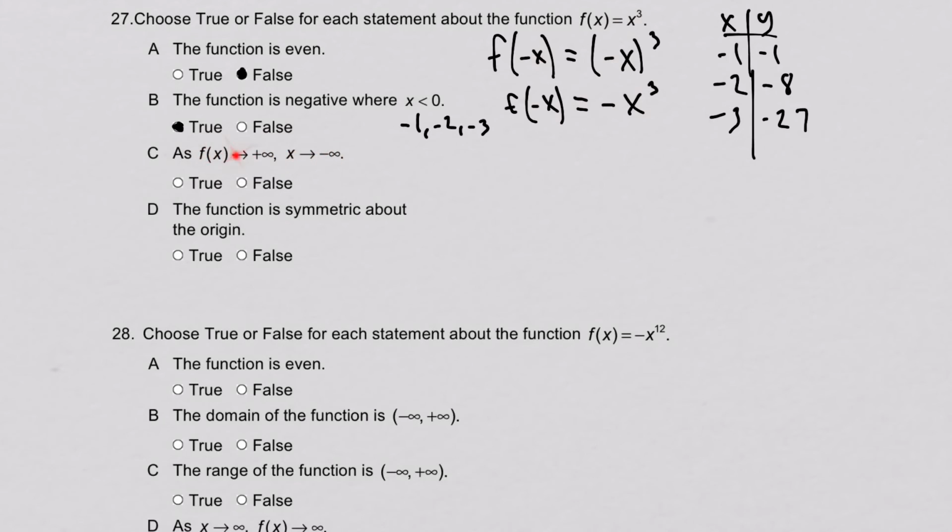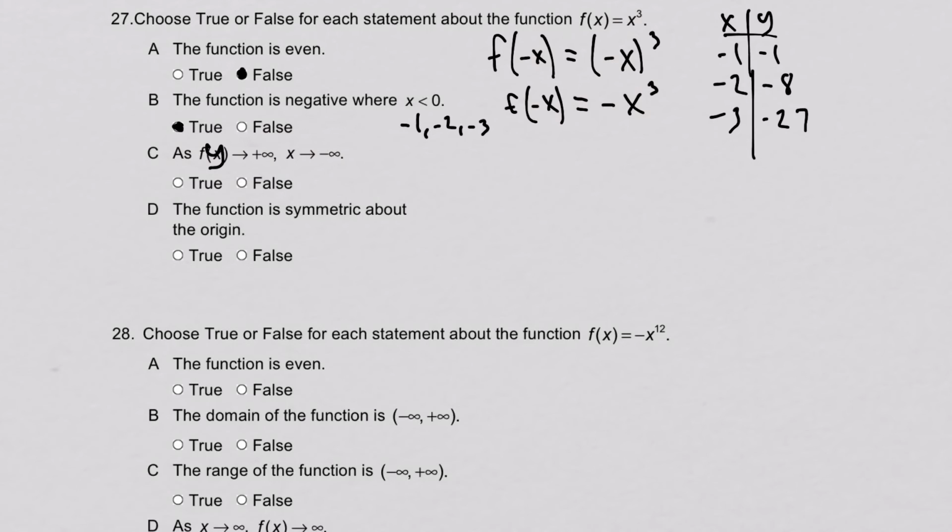What does that mean? Okay, let's replace this f of x with y. It'll make it easier to understand. So what it's saying here is that as y gets bigger and bigger in the positive direction, then x gets bigger and bigger in the negative direction. Is this true? Okay, let's check.